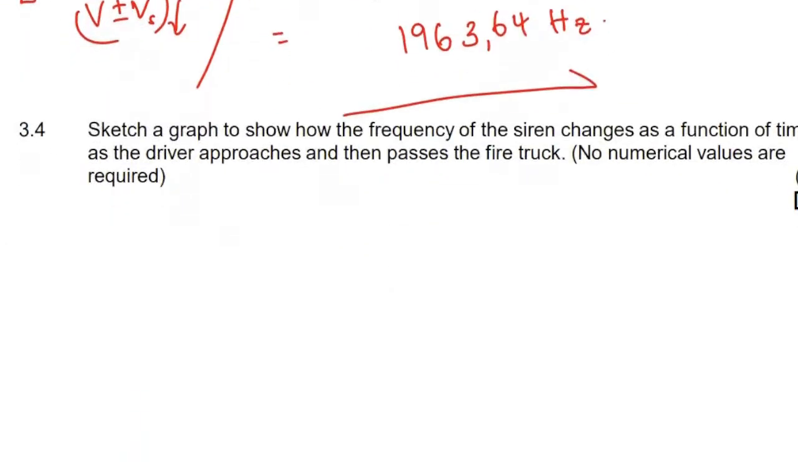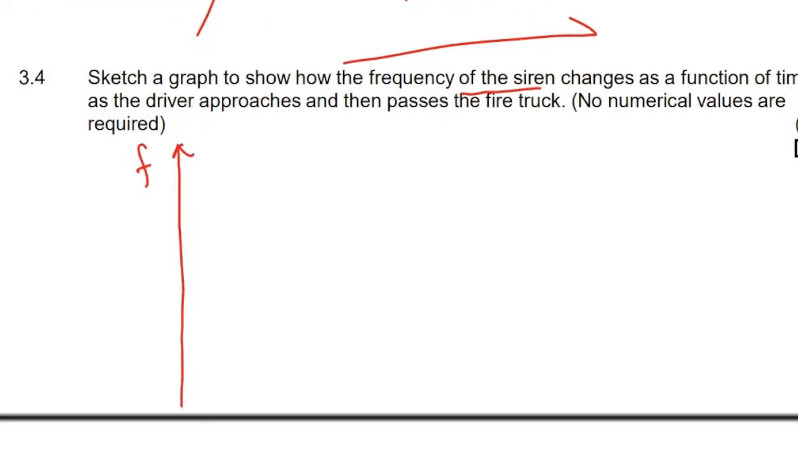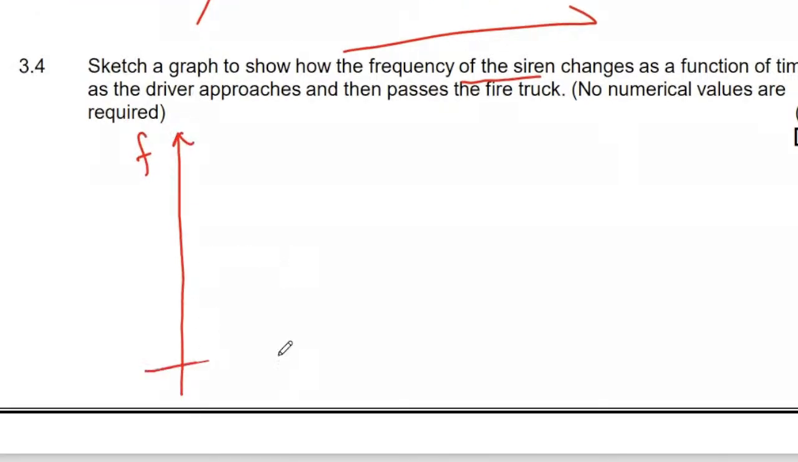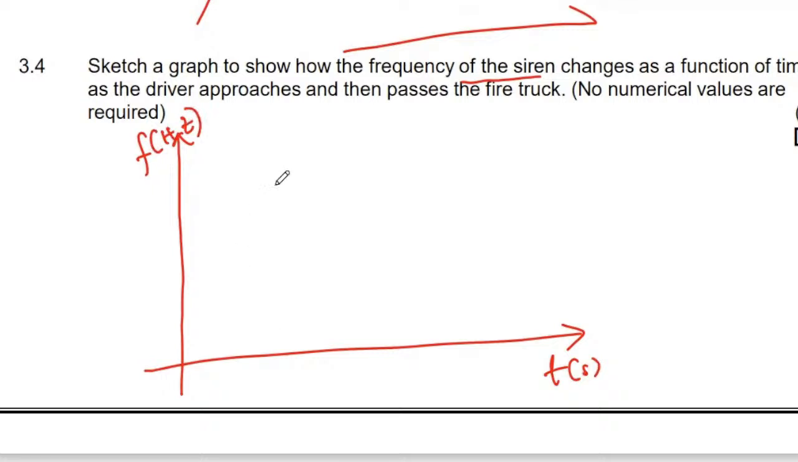Then they want us to sketch a graph to show how the frequency of the siren changes as a function of time as the driver approaches and then the driver leaves. So this is frequency, measured in hertz, and then we can have this as our time in seconds. Not a big deal. So we know that as the driver is approaching, the frequency is going to be high.